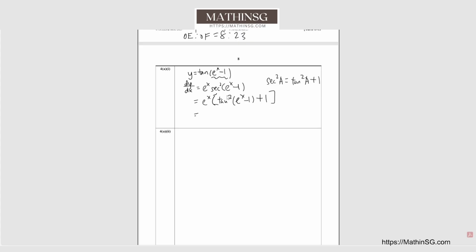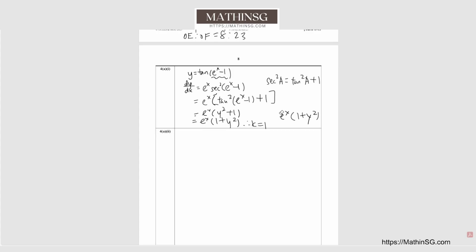And I know that tangent of e to the power of x minus 1 is y. So tangent squared of e to the power of x minus 1 is y squared. So if I compare it to k e to the power of x (1 plus y squared), I know that therefore k is equal to 1. So this is my answer for 4a part 1.